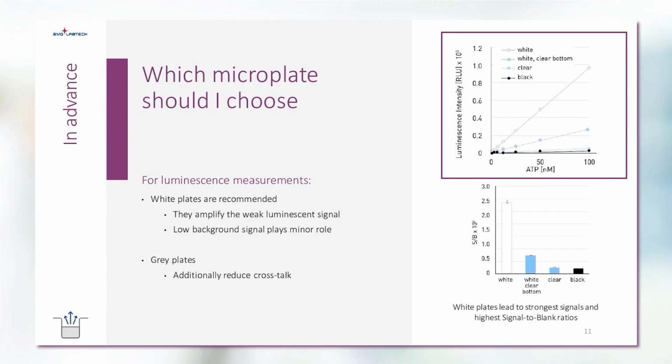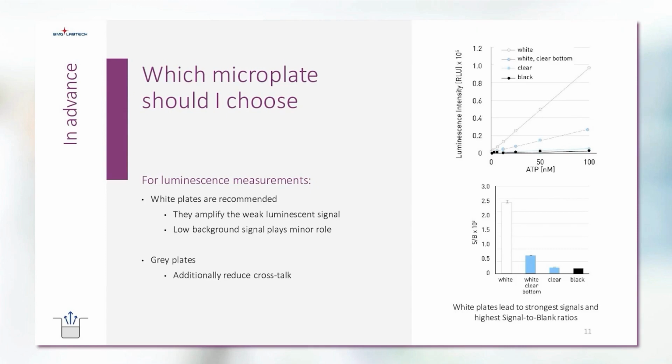As shown here in the upper graph, the weak signals obtained from luminescent measurements are amplified in the white plates, leading to highest signals when using white plates, followed by white plates with clear bottom, clear plates, and black plates. This result is also reflected in the signal to blank evaluation, where white plates lead to highest signal to blank ratios, followed by white plates with clear bottom, clear plates, and black plates.